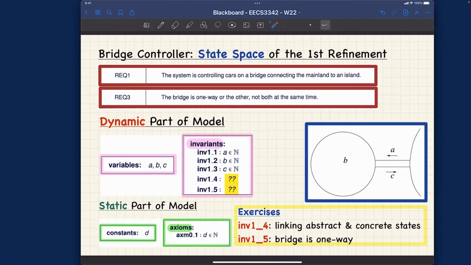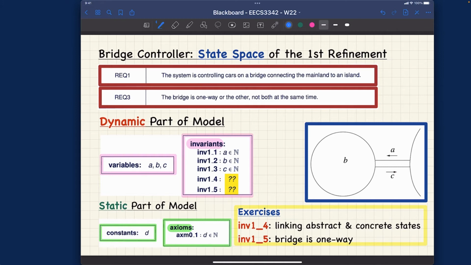Let me just give you a little bit more context over here. Again, we got requirements number 1, requirements number 3. We'll turn some of them into invariants in just a moment. We'll do the exercises together. Right, so this is the A, B, and C. That's some schematic diagram I'll refer to very often.